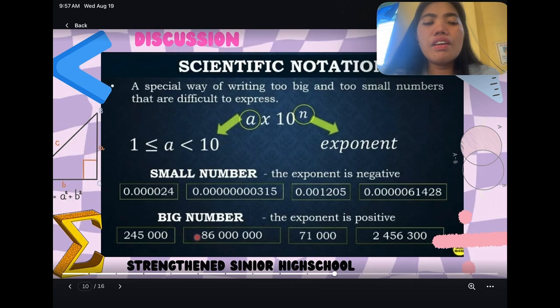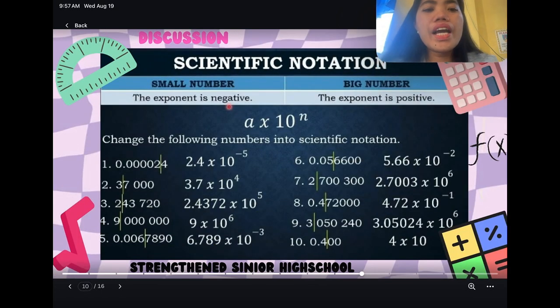Let's take a look at 0.00024. In those examples, the exponent will be negative because it's less than 1. For a big number, the exponent is positive, just like this example. So again, for a small number, the exponent is negative, and for a big number, the exponent is positive. So let's try to change the following numbers into scientific notation.